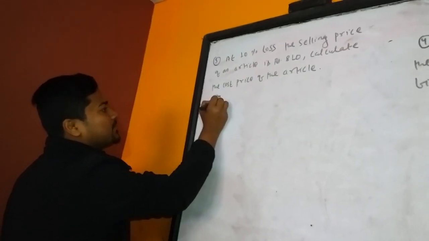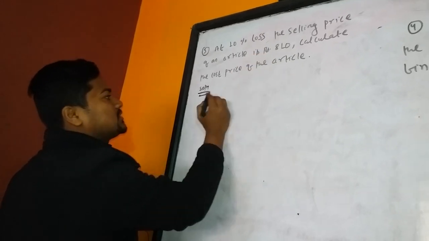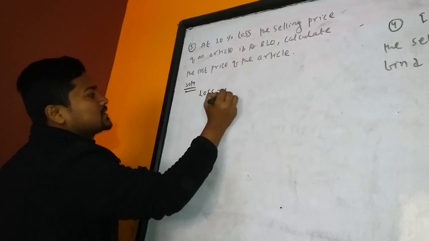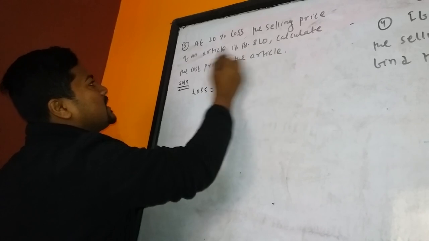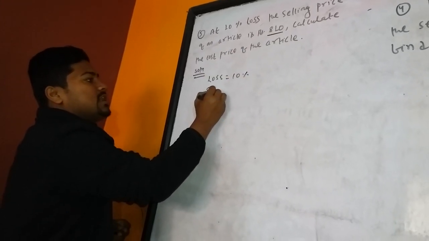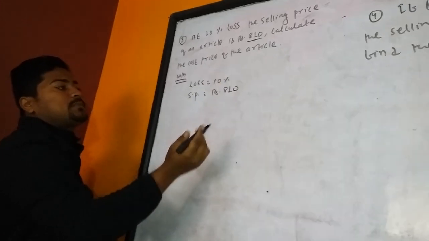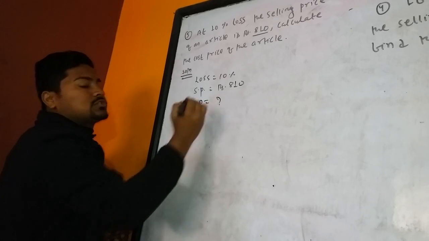Question number 3. In question number 3, a 10% loss. Here loss is given as 10%. At a 10% loss, the selling price of an article is 810 rupees. Then selling price means SP, rupees 810. Calculate the cost price. We have to find CP.